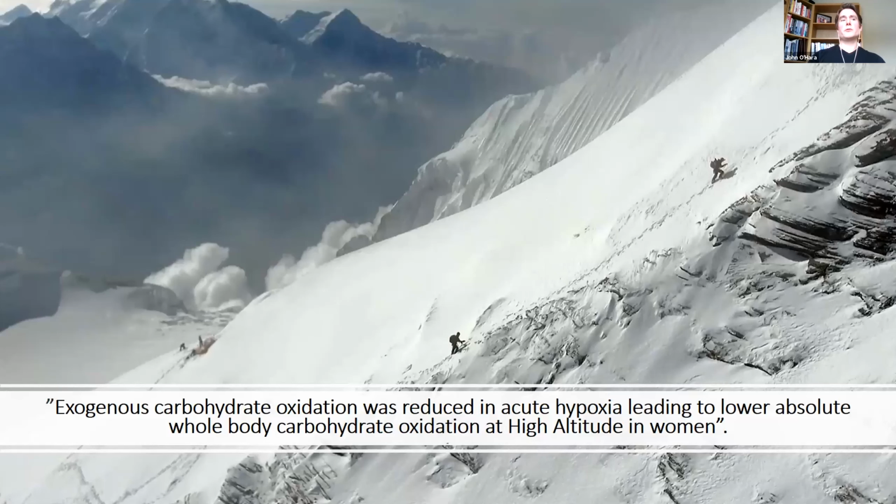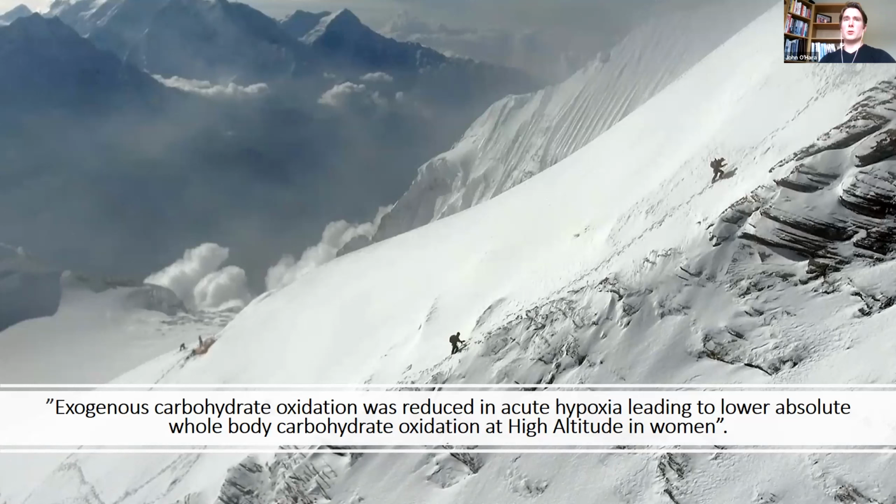And so our conclusion from that study was that exogenous carbohydrate oxidation was reduced in acute hypoxia, leading to lower absolute whole body carbohydrate oxidation. It's slightly wrong, isn't it, that conclusion?